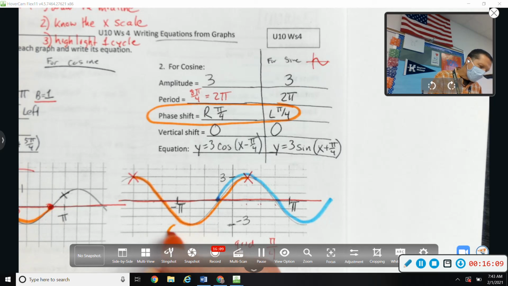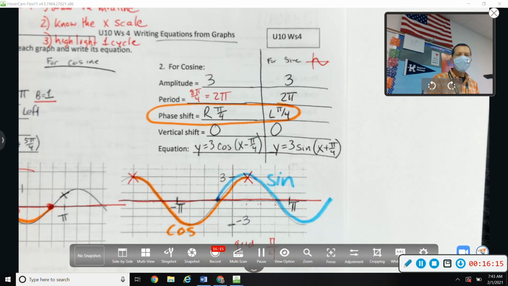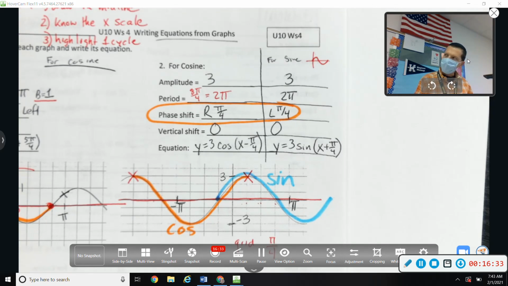So again, we can ask you to identify those graphs as either cosine or sine graphs. And most of the time we'll specify which one we want you to do, but there's one of them on the test where we give you one picture and ask for both equations. Give me a sine equation and give me a cosine equation. All right, I feel pretty good.